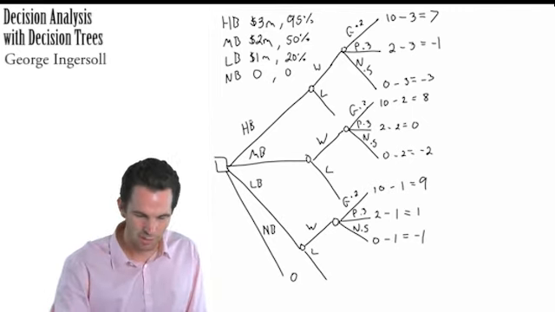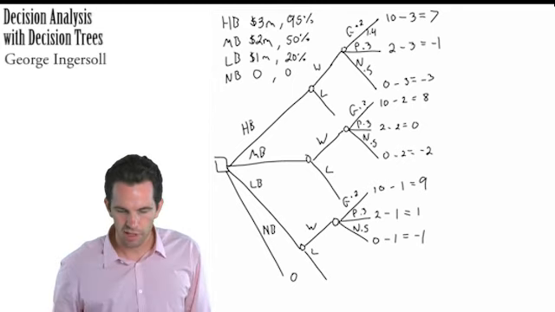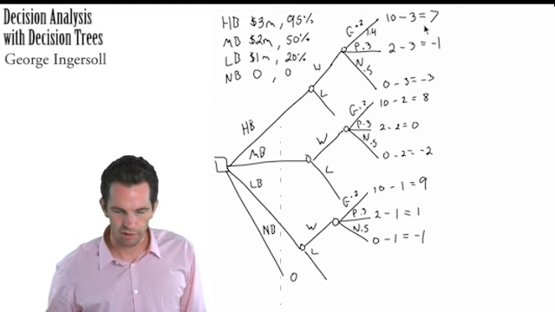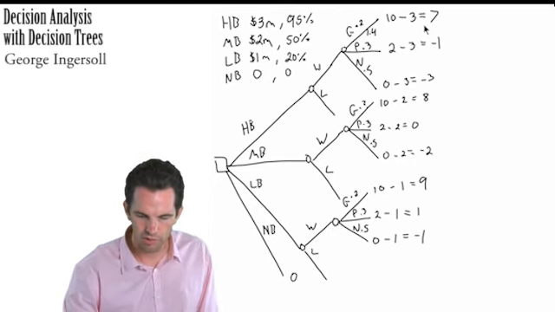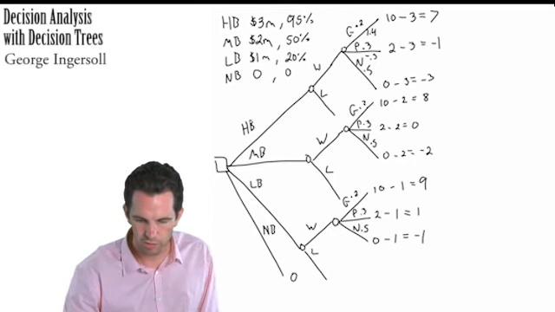Okay, so I'm going to multiply these out. 0.2 times 7 is equal to 1.4. 0.3 times negative 1 is going to be equal to negative 0.3.